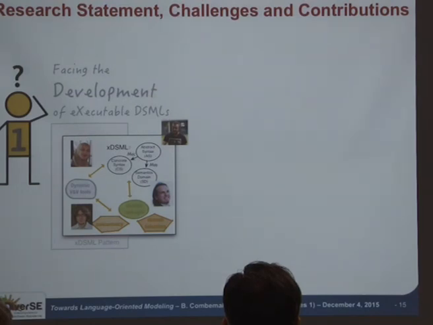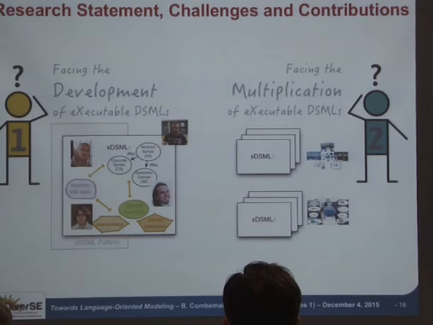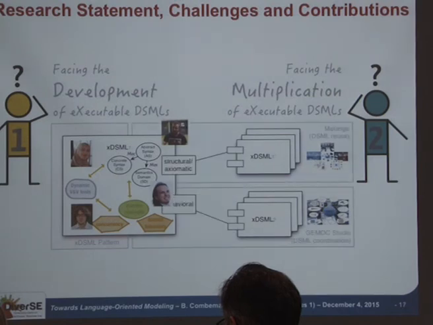Then the second challenge is facing the multiplication of executable domain-specific modeling languages. Multiplication due to two facts. The first one is that more and more application domains use domain-specific modeling languages, and we need to be able to reuse as much as possible modeling languages defined in one application domain in other application domains. And also because we have more and more stakeholders involved in the development of complex systems, and we need at some point to coordinate the different languages used by these different stakeholders. So for this, we worked on different language interfaces in order to support different composition operators for addressing this need for reuse and coordination.